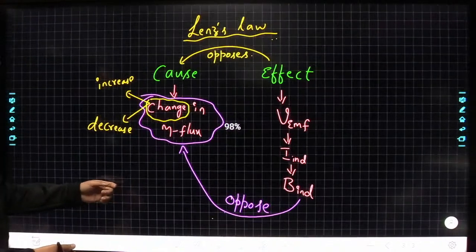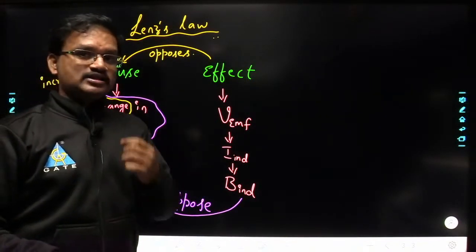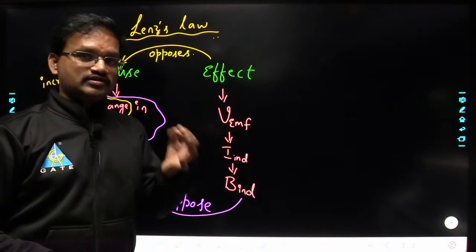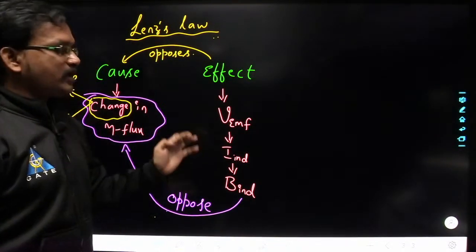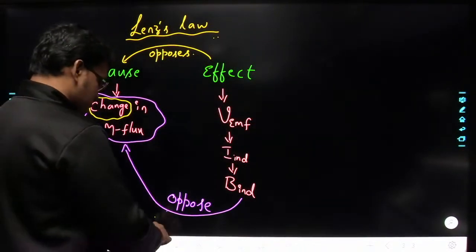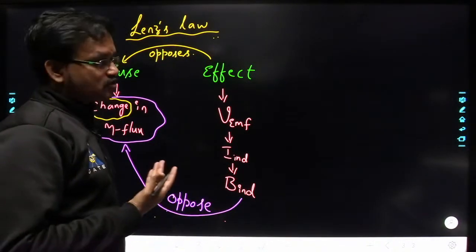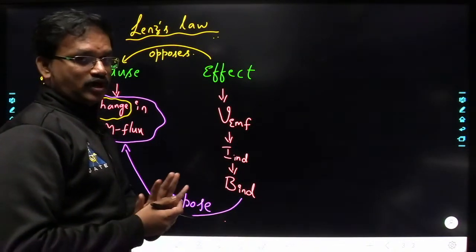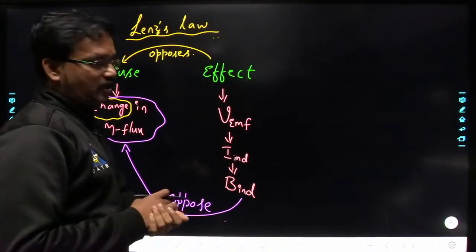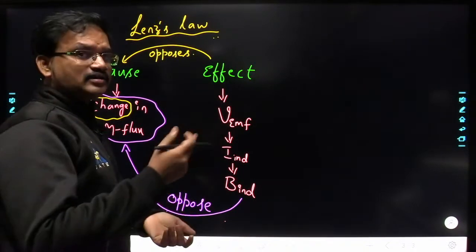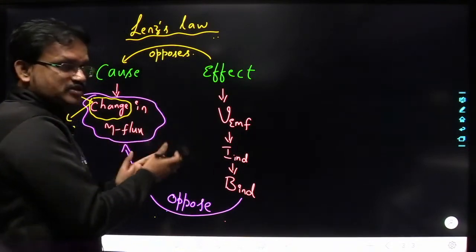So what is the application of Lenz's law? The purpose of Lenz's law is that we can specifically determine the direction of the induced current around the closed loop. Understood? So how can we determine that? See here. Based on this, there are many conceptual questions asked in exams. Not in GATE, I think they have not asked it there, but in IAS and other competitive exams, we can see many questions which are based on this Lenz's law.